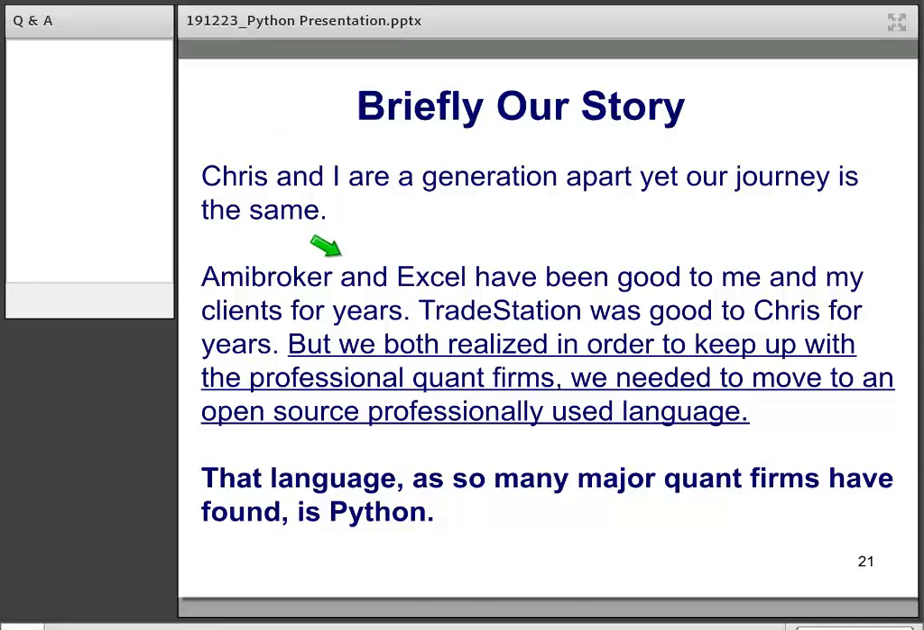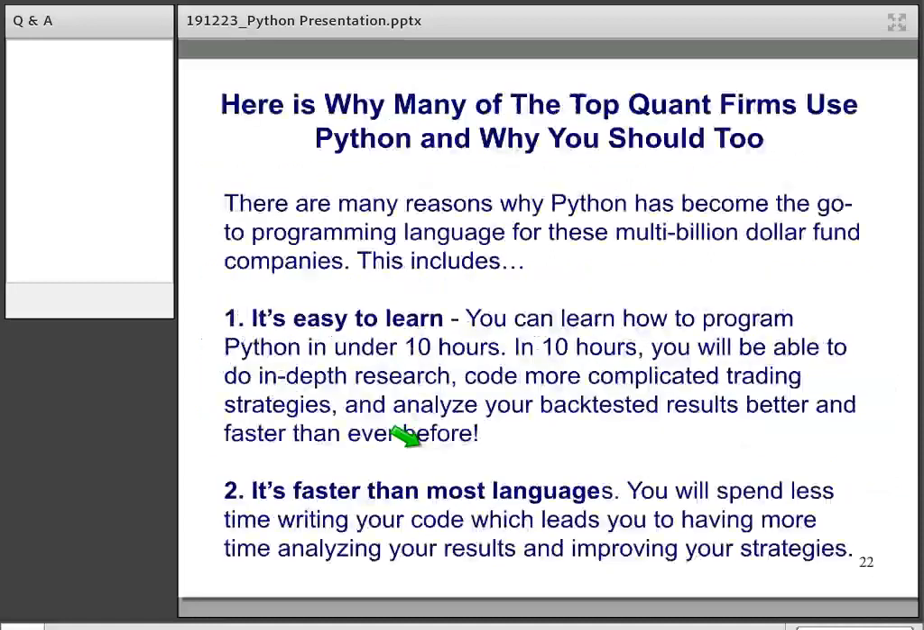So AmiBroker and Excel have both been good to me and my clients. TradeStation was good to Chris. Chris was previously doing his programming on TradeStation, but we both realized that in order to keep up with the professional quant firms, we needed to move to an open source, professionally used language. And that language, as so many quant firms have found, is Python. Okay, is everyone good with this right now? Just type in a Y or yes, because this is the background and why so many of the trading desks have moved over. All good? Okay, great. Thank you.